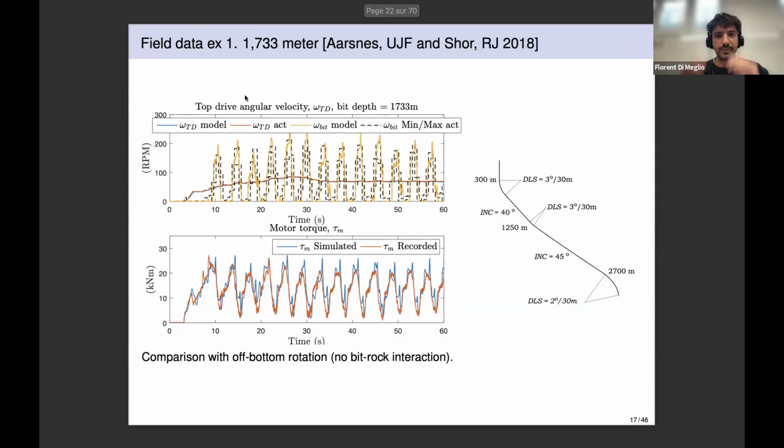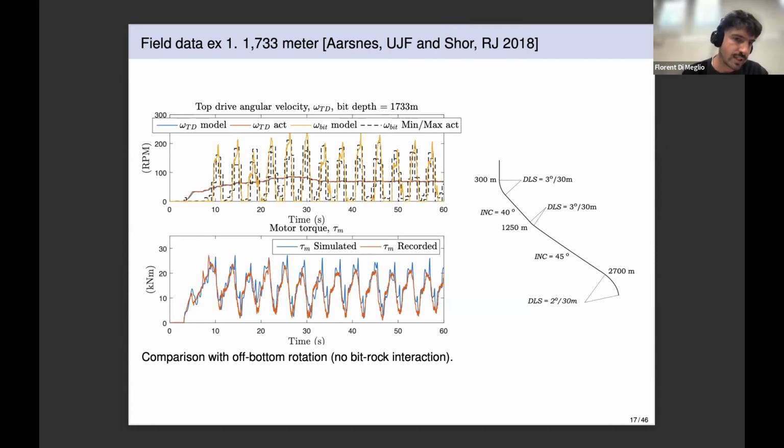So this comparison with field data is taken from a paper by Roman and Ulf. Correct me if I'm wrong, Roman, but it required quite a lot of manual tuning to get this result. What you see on the left here is the RPM on the top, the torque in the bottom, and I guess the most important variable to look at is the yellow curve here, which is the bottom hole velocity.